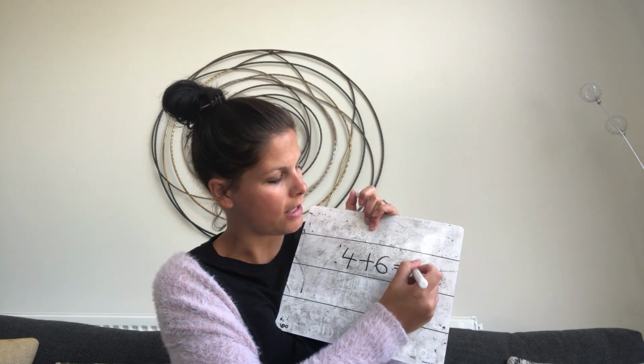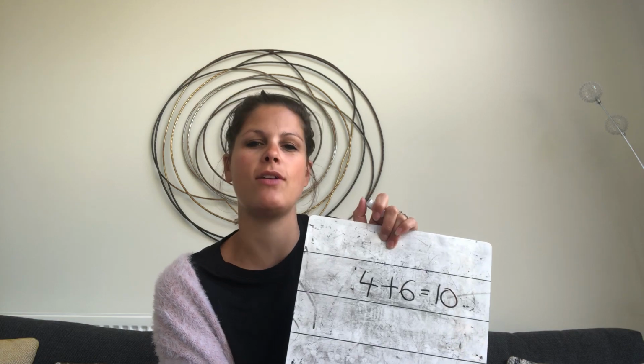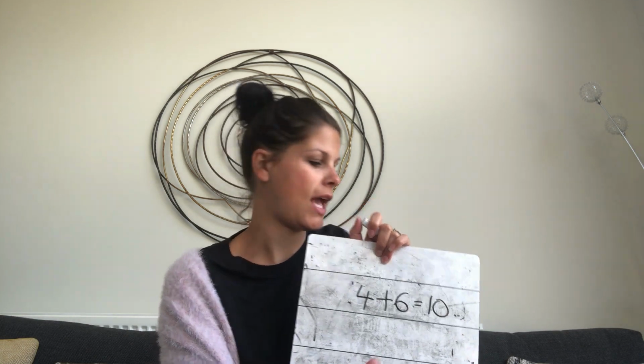And as a number calculation written down, that looks like this. 4 add 6 equals 10. Make sure your number formation is accurate. Make sure it's the right way around like we practiced last week. Okay, and we'll have a go.